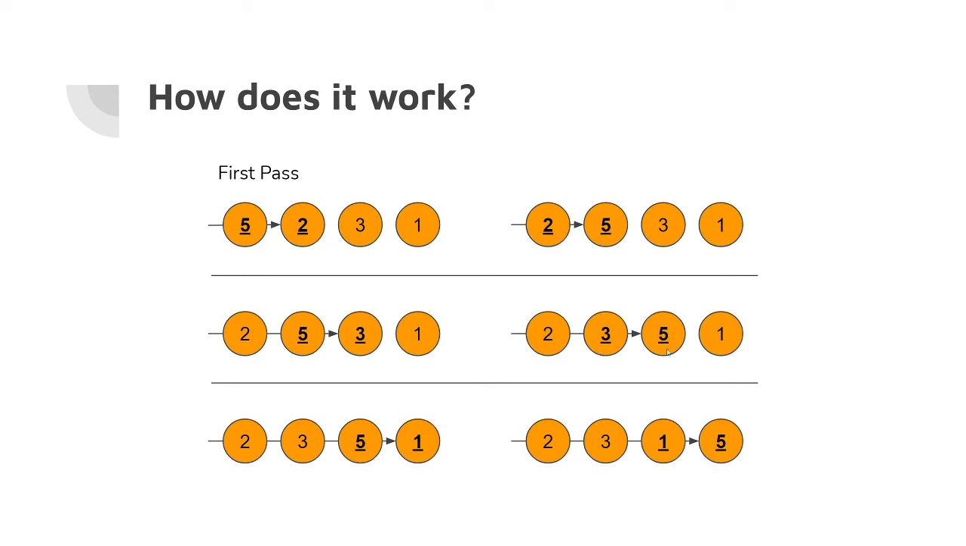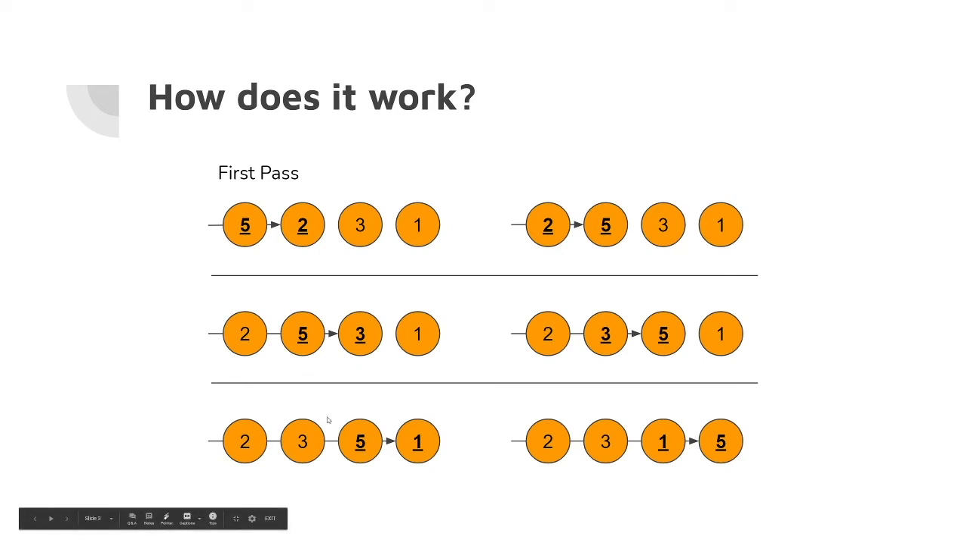So 3, 5. And finally, we're going to compare the last set of numbers. So 5 and 1. And 1 is lower, so it's going to be swapped to the front. So we finished our first pass. But as you can tell, this is not sorted yet.